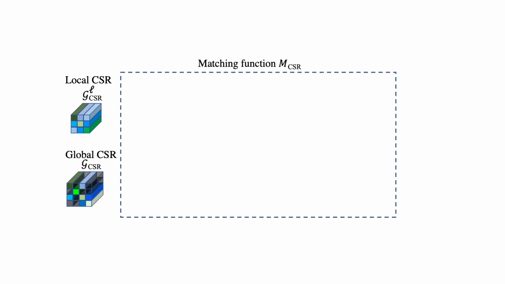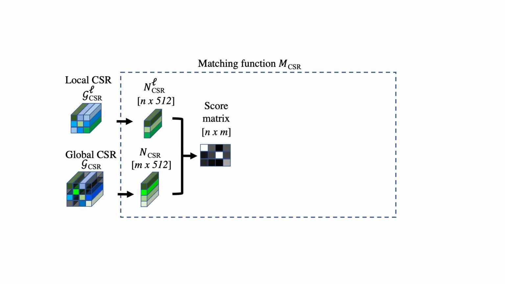We want to bring in local information from the local CSR into the global CSR. Hence, we design a matching function to update the scene representation on the fly. We consider the node features of both volumes and compute an inner product of the node features. Features with high similarity are indicated in white in this score matrix. Using a Hungarian matching algorithm, we get matches between the two sets of nodes.